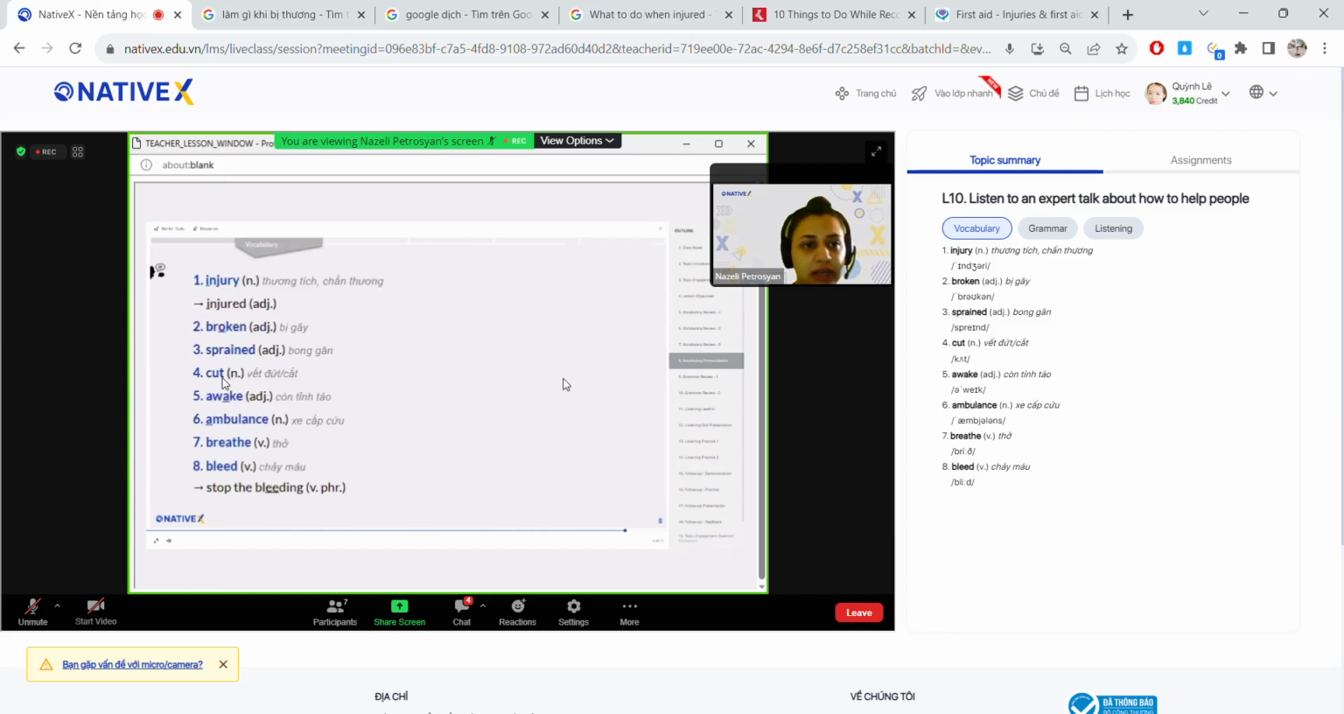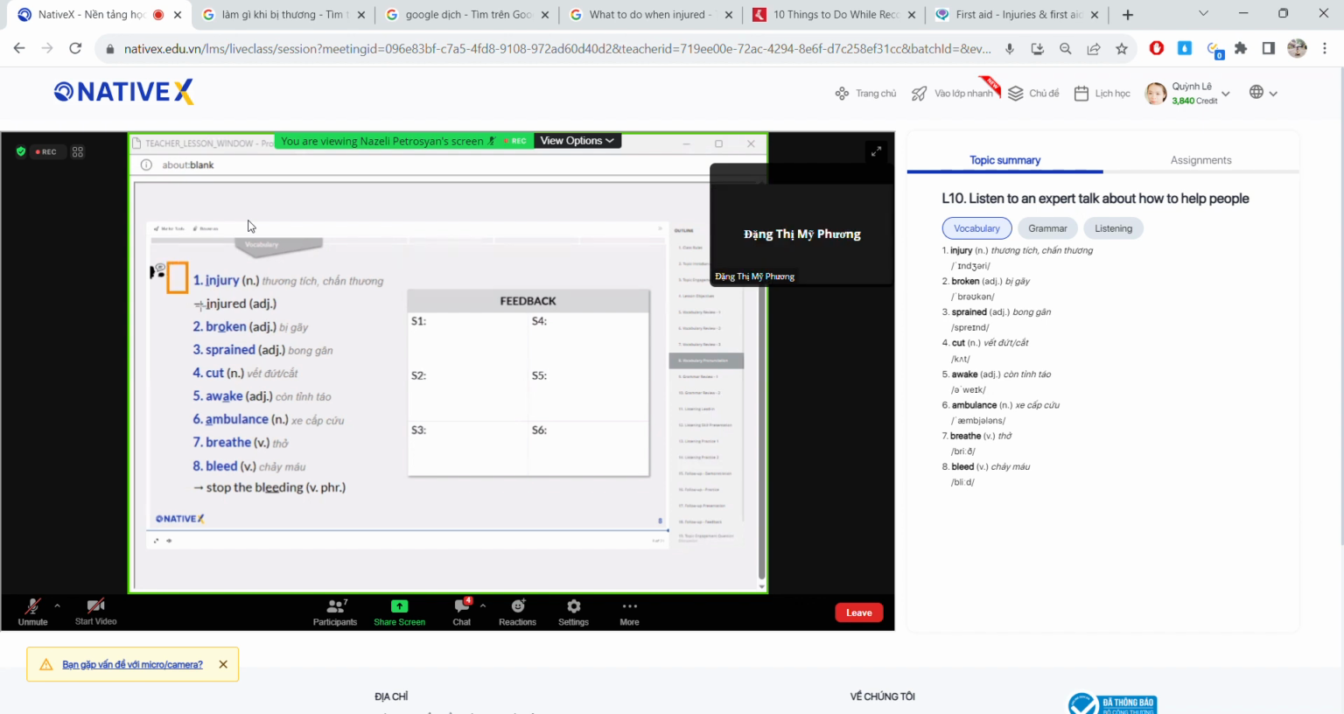Injury, broken, sprained, cut, awake, ambulance, breathe, bleed. Now I want to begin with Fern. Fern, please read words number 1 and 2. Yes, injury, broken. Okay, so pay attention to the pronunciation of the first one, to the intonation.